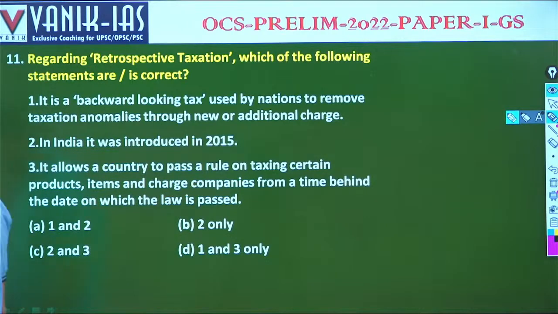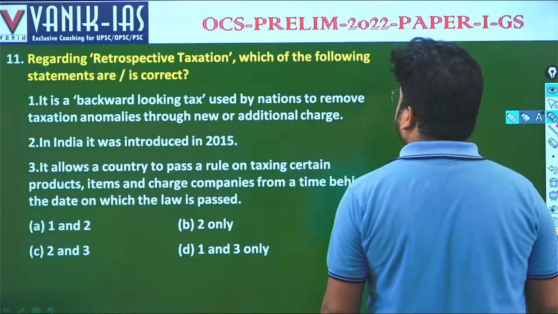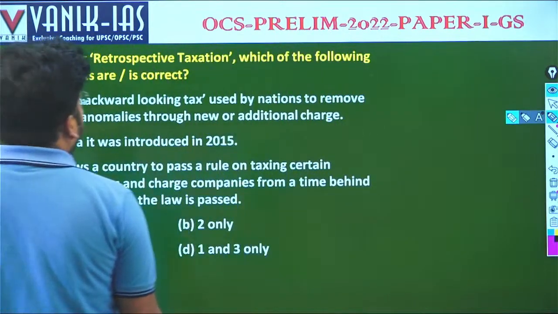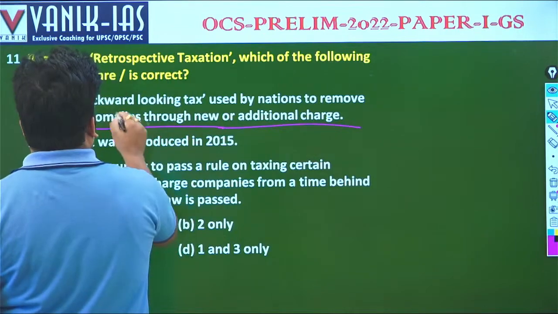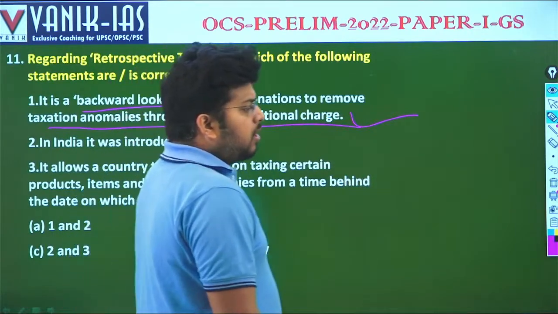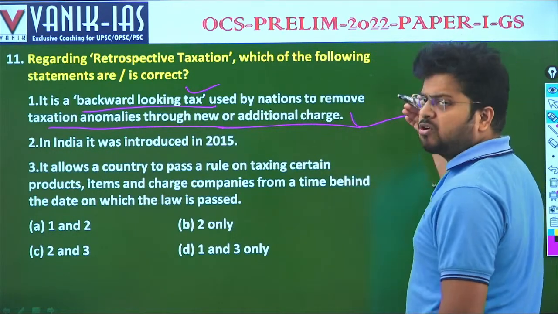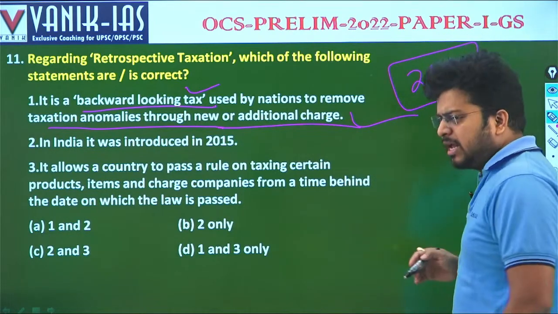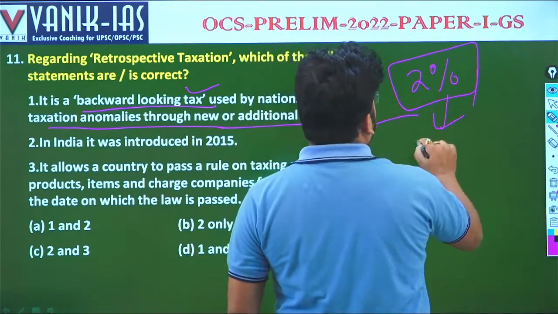Regarding retrospective taxation, which of the following statements is correct? Question is about correct. Okay. It is backward looking, retrospective means going backward. It is a backward looking tax used by nations to remove taxation anomalies through new and additional charge. Backward looking tax means, for example, suppose government wants to impose a new tax on corporate. For example, additional 2% of tax on corporate should be levied. This is what government realized at a particular time, and at present this law will be made, and they will say that this will be implemented from 2017.